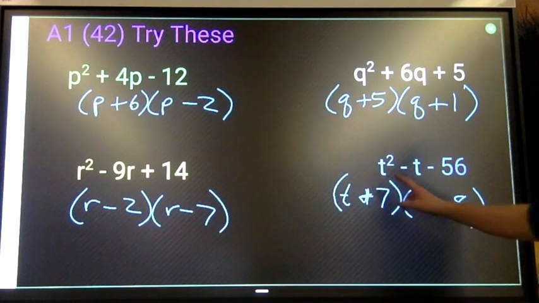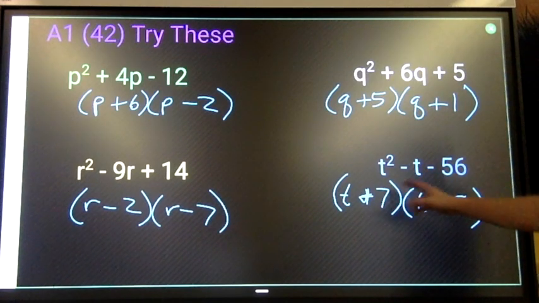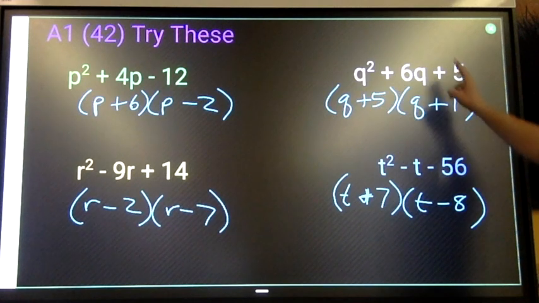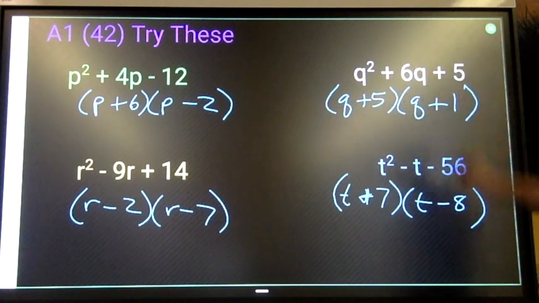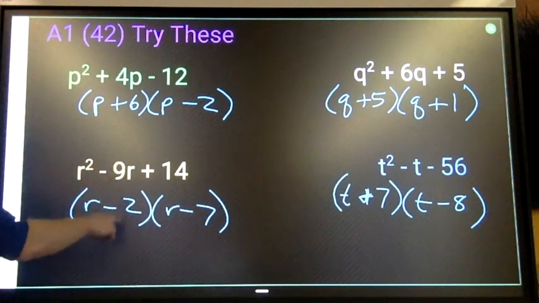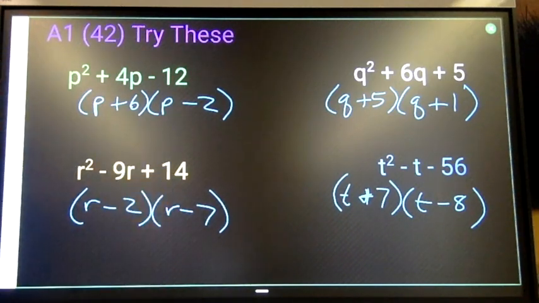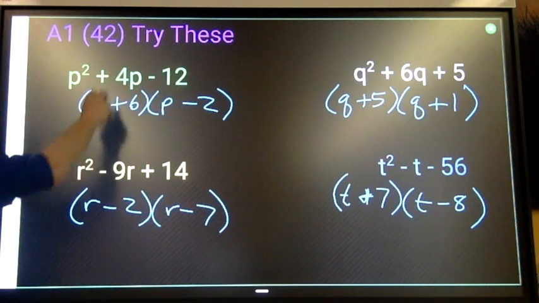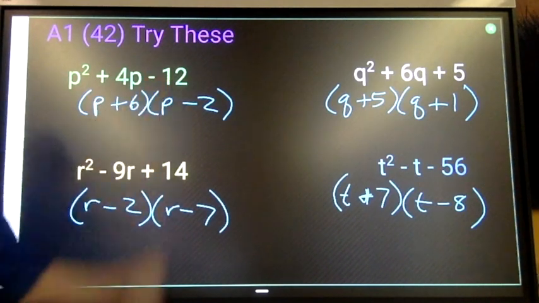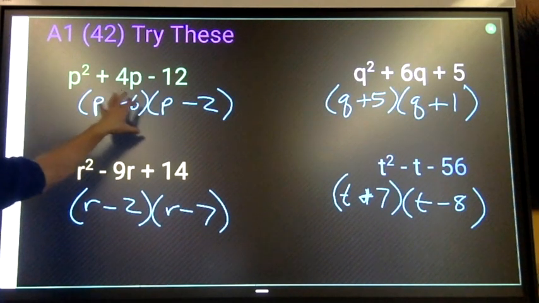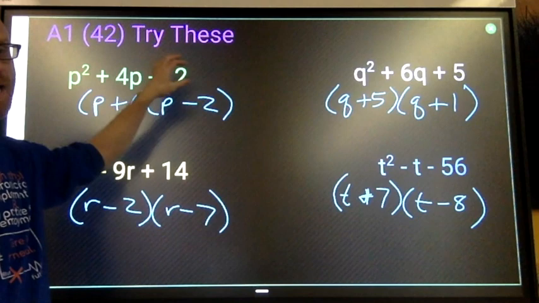All right, 7 minus 8, negative 1. 7 times negative 8, negative 56. 5 plus 1, 6. 5 times 1, 5. Negative 2 plus negative 7, negative 9. Negative 2 times negative 7, positive 14. 6 plus negative 2, 4. 6 times negative 2, negative 12. That's how that works.